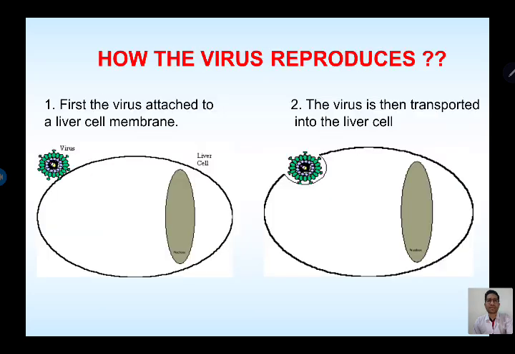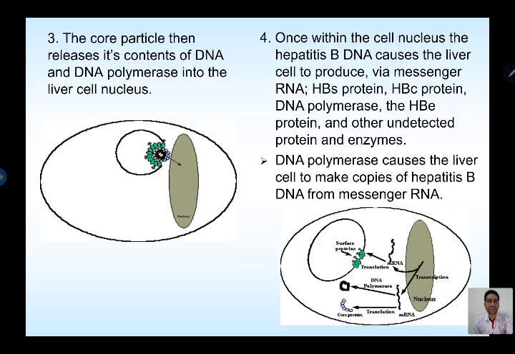How do viruses reproduce? First, the virus attaches to a liver cell membrane. The virus is then transported into the liver cells. The core particle then releases its contents, the DNA and DNA polymerase, into the liver cell nucleus.